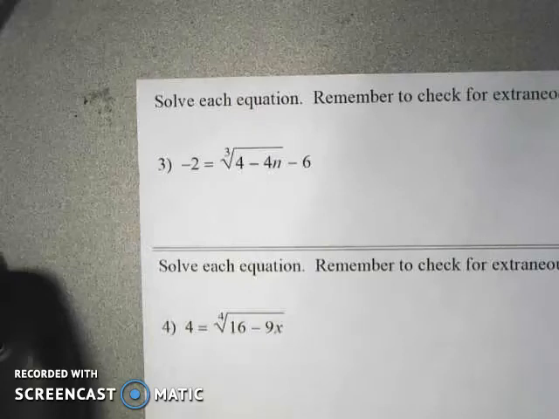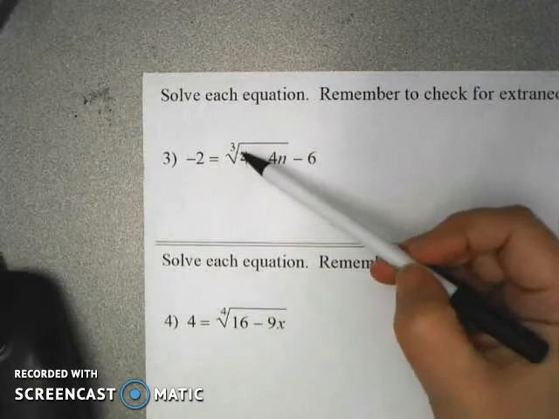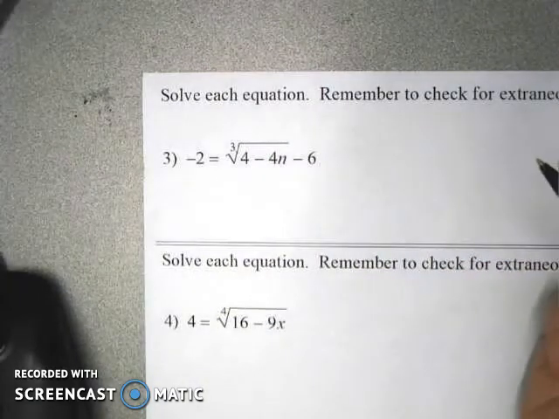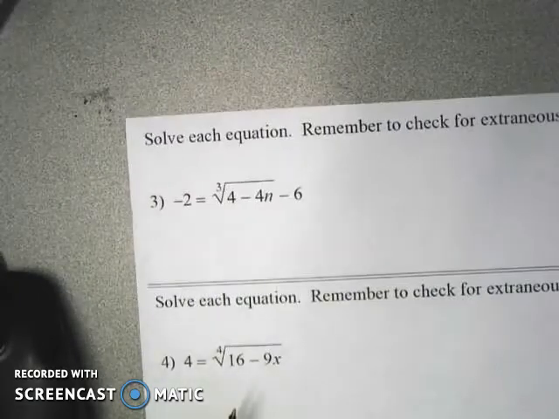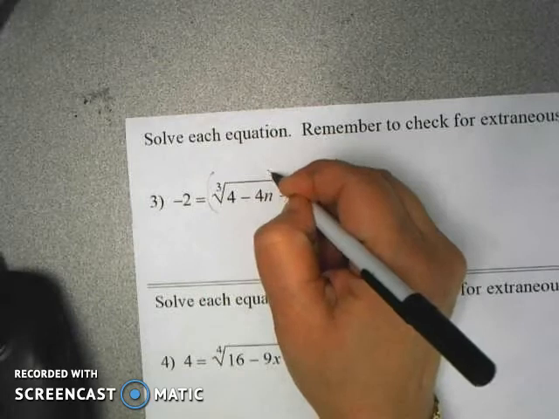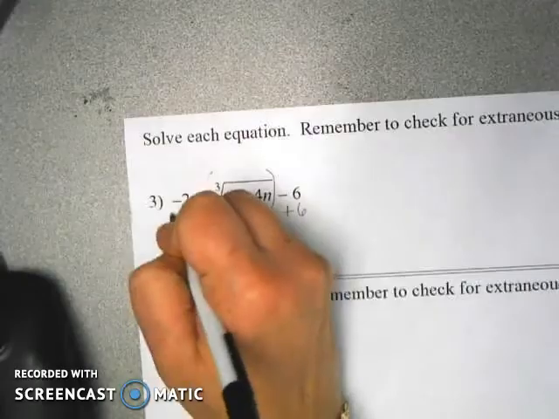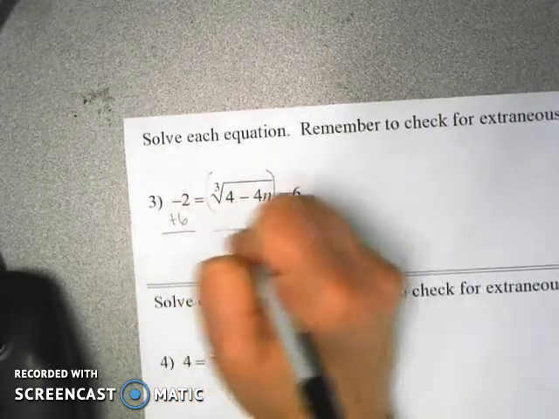Okay, so we're going to continue working with radical equations. This time, instead of square roots, we have cubed roots and fourth roots, so higher power roots. Again, we want to make sure that before we try to cancel out the radical, the first thing you want to do is take the radical expression and get it isolated. So let's add 6 to both sides of this equation.